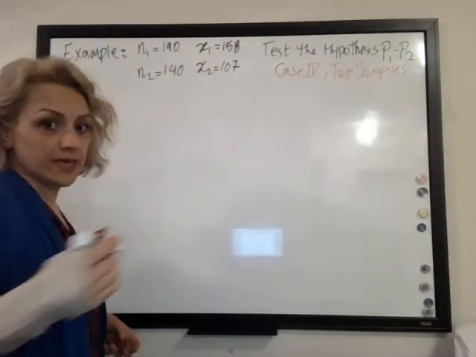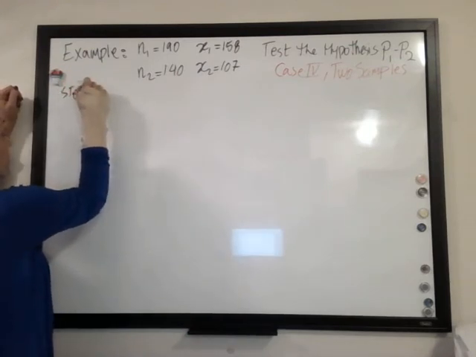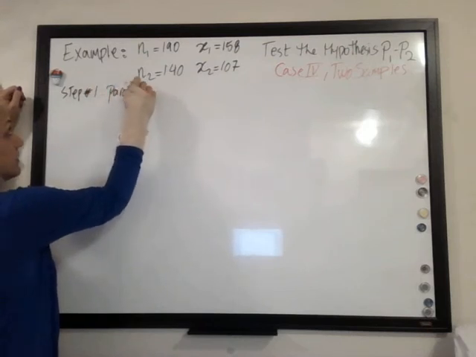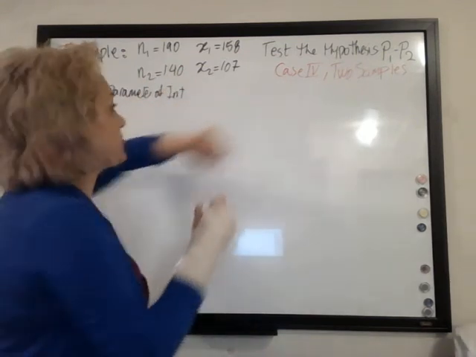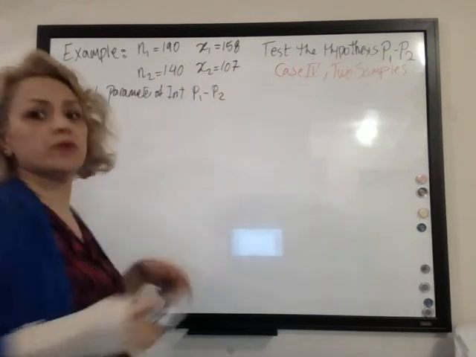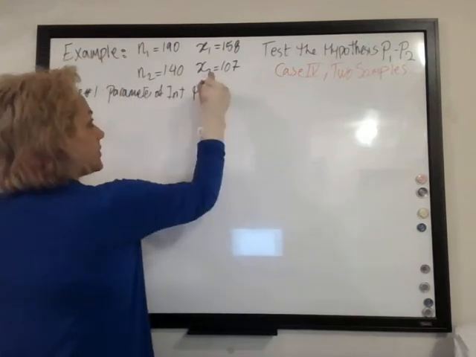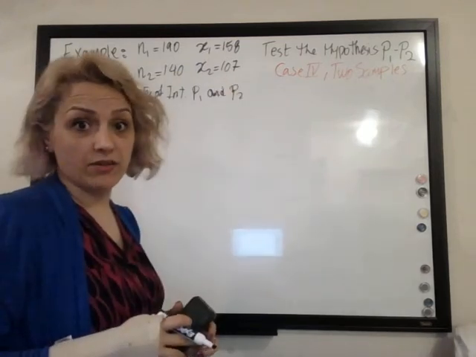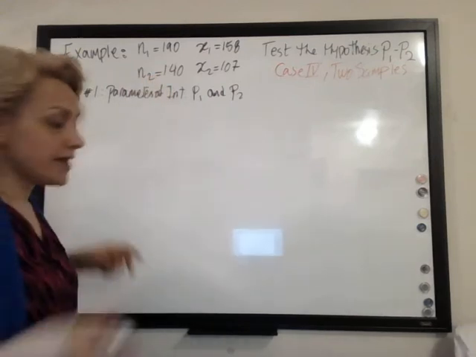Let's start with the 8 steps that we had. So here is step number 1, the parameter of interest, right? So the parameter of interest is P1 minus P2, or you can write down P1 and P2. Both of them are correct. So I'm going to write down P1 and P2. These are the parameters that we are interested in. That's step number 1.